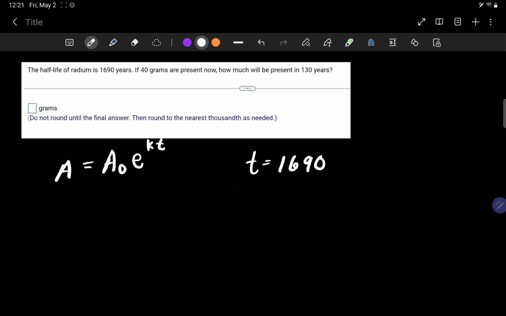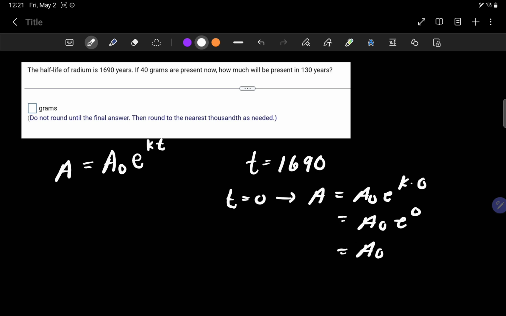So at time 0, that's going to tell me I have A equals A sub 0 e to the k times 0, which is just A sub 0 times e to the 0, and e to the 0 is 1, so I just get the A sub 0. This is just to remind myself that the A sub 0 is just my starting amount. So the A sub 0 is the 40. Now I wouldn't actually plug that in. That was just for you guys watching to see, but that's my initial amount.